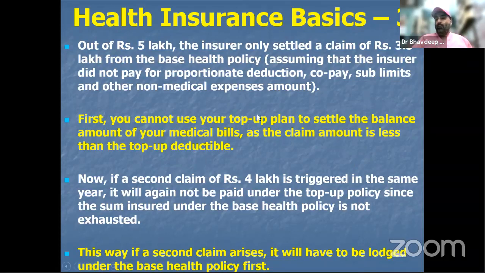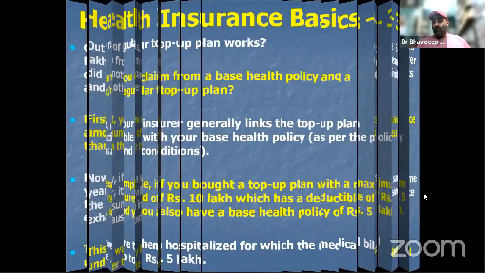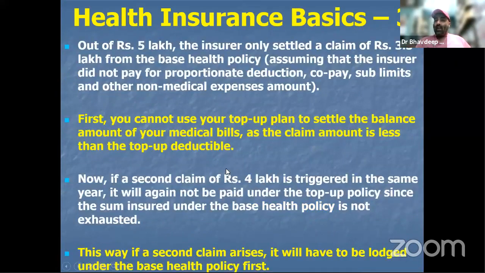So you cannot use your top-up plan in such a case. If a second claim of 4 lakh is triggered, it will not be paid by the top-up policy, because the threshold or the deductible is set at 5 lakhs. Deductible of 5 lakh, because next time the bill is 4 lakhs. So again, the top-up will not be used. Probably you will be granted 1.5 lakh out of your base health policy, and the remaining 2.5 you have to pay from your own account first.